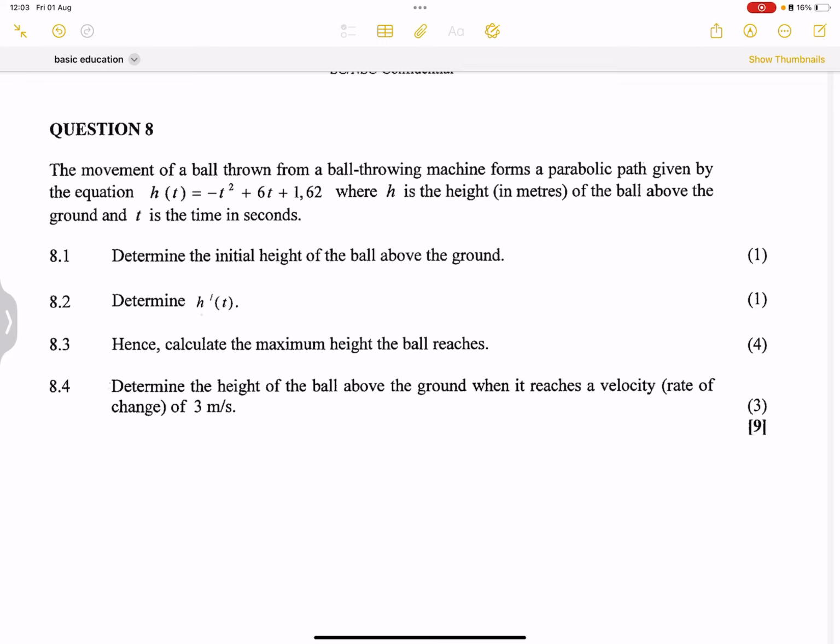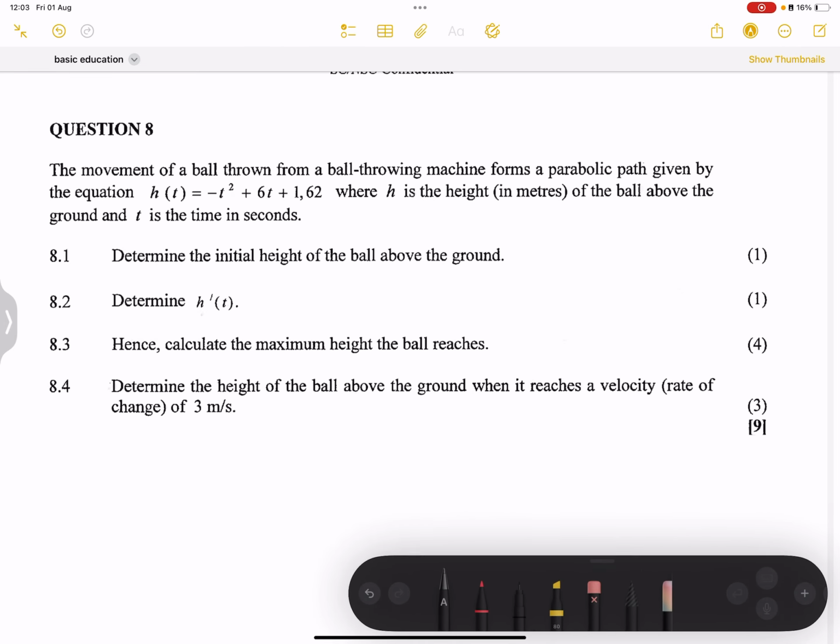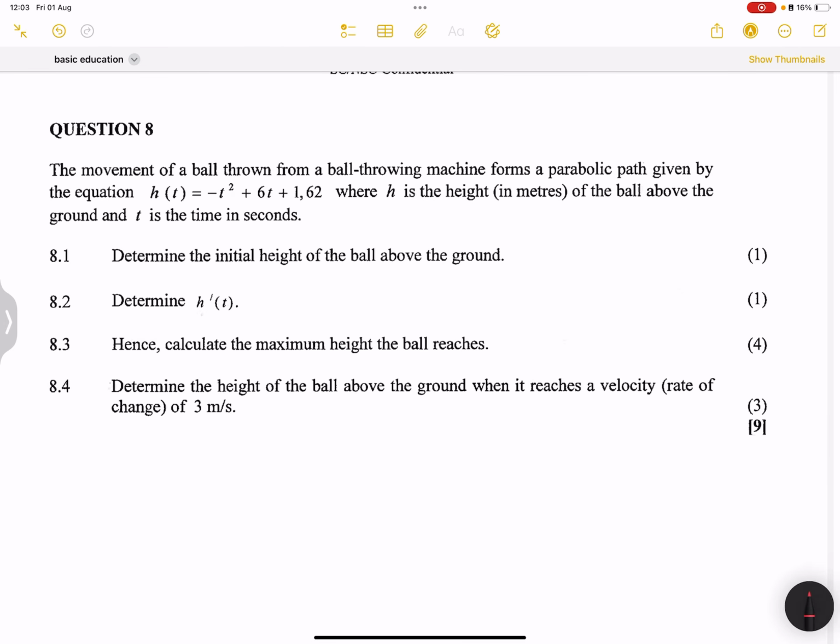Right, now they say to us, determine the initial height of the ball above the ground. Now remember, the initial height would be where our time was 0, right? So all we need to do is take h of 0. So in that case, I'm sure you can see that that will give you 1.62. So that means that the initial height was 1.62 meters.